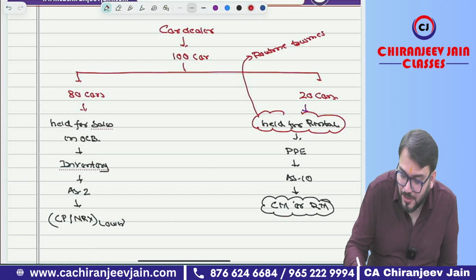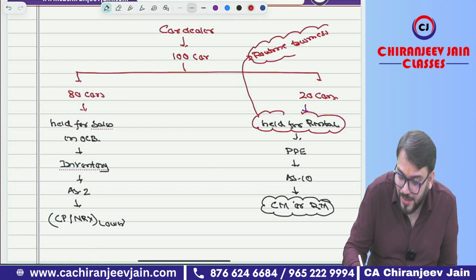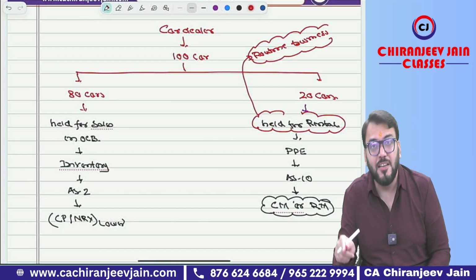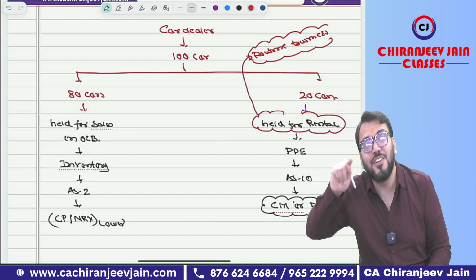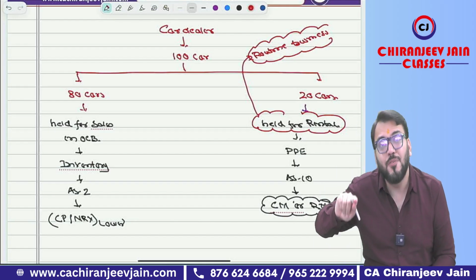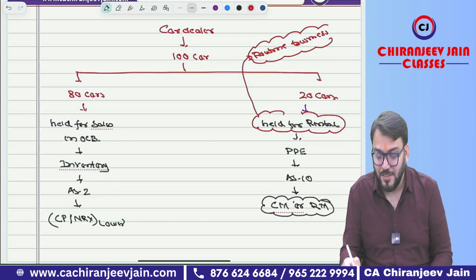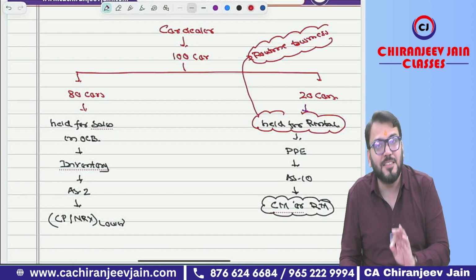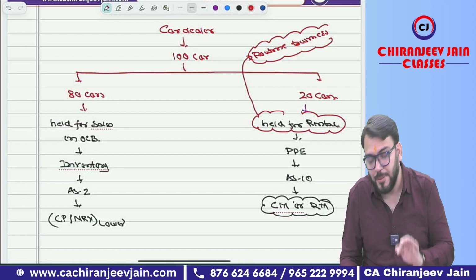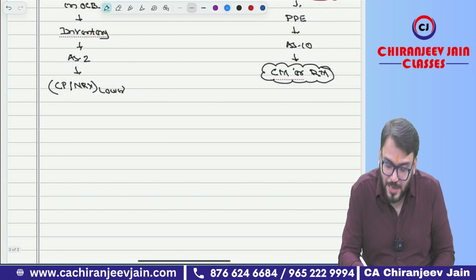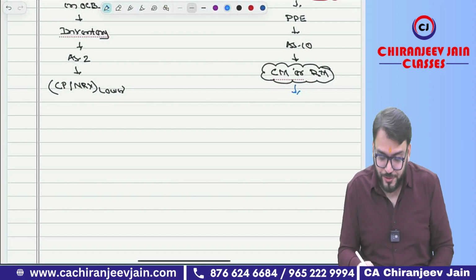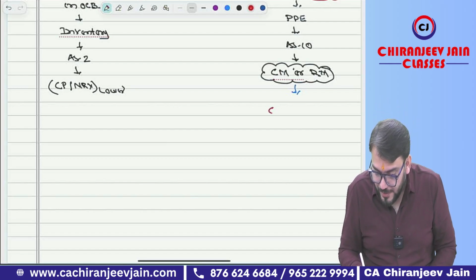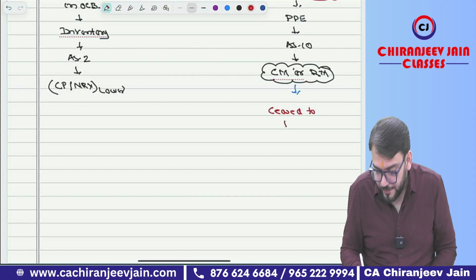Routine business, even though it will not be classified as inventory, because inventory means held for sale, not held for rental. When I say inventory means held for sale in ordinary course of business. So even though held for rental in ordinary course of business, it will not be classified as inventory, it will be classified as PP. But what happened? As per the management policy, after 2 years, it will cease to be rented.